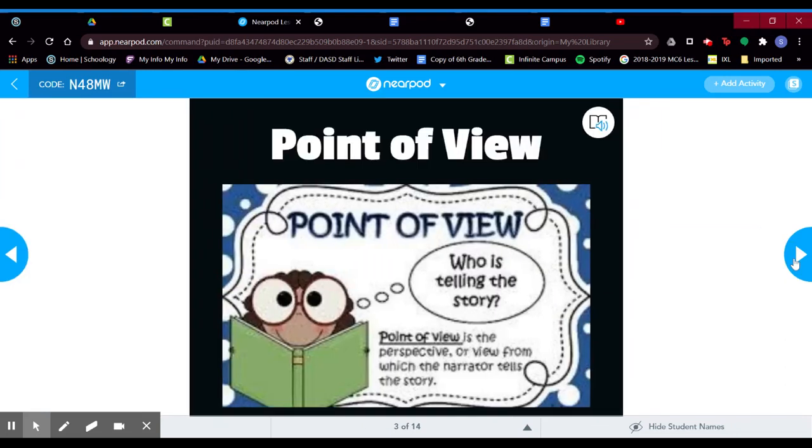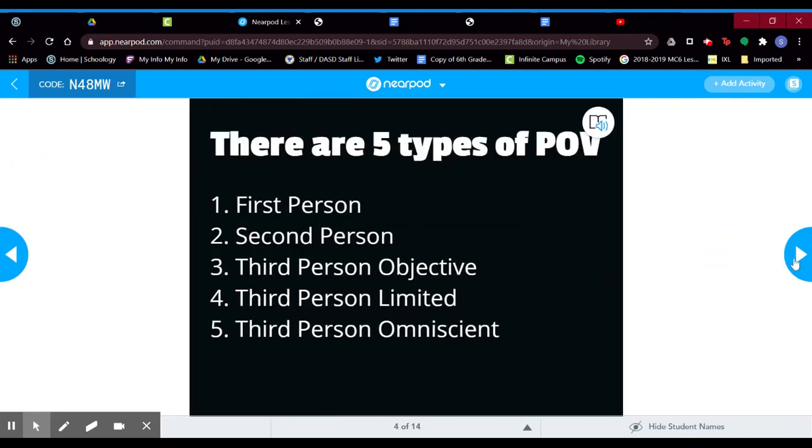So point of view is who is telling the story. It's the perspective or the view from which the narrator tells the story. There are 5 types of point of view: first person, second person, third person objective, third person limited, and third person omniscient.